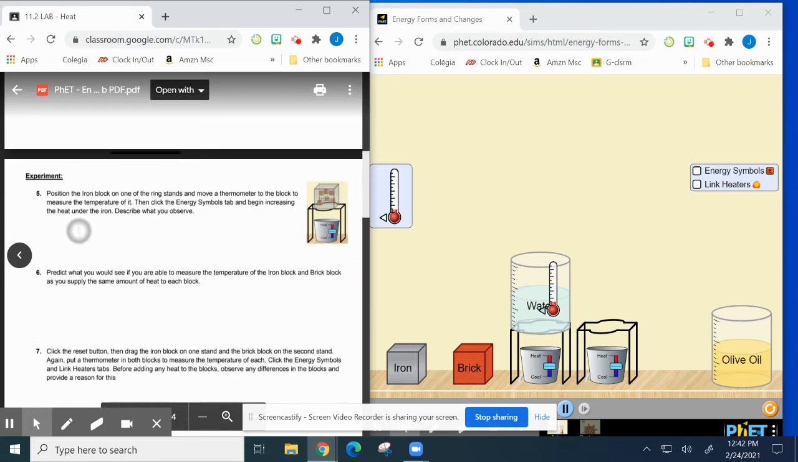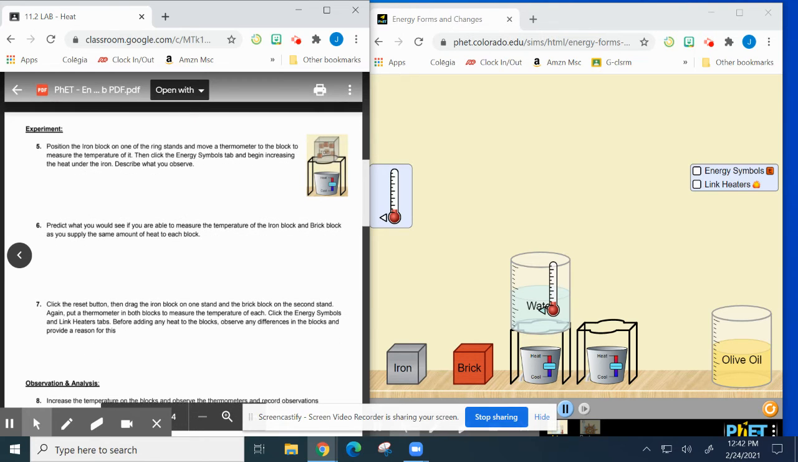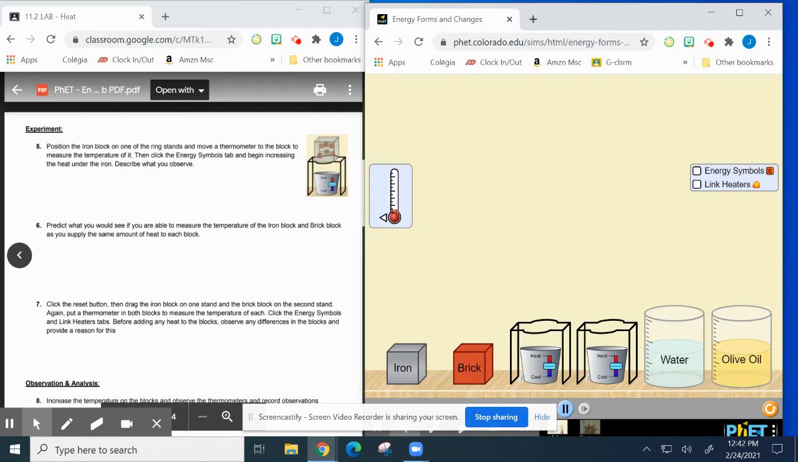Okay, so here we go. I'm going to go over here and reset that lab. It's all reset. Position the iron block. How much time do I have to do this? Because that'll tell me how fast I have to go. I have 15 minutes left to do this. So let's see. Position the iron block on one of the ring stands. We'll pick that up and stick it on there.